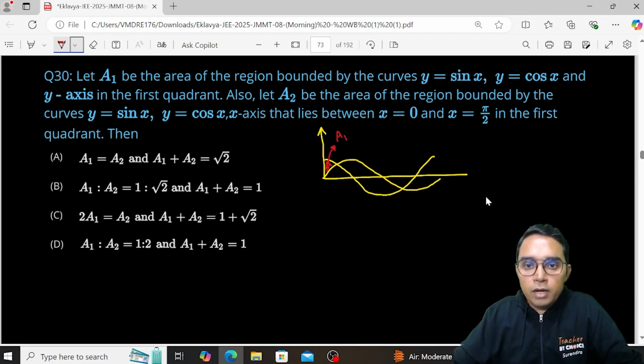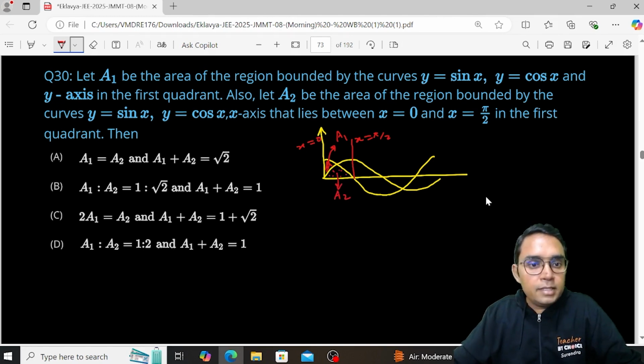And A2 is the area of the region bounded by the curve y is equal to sin x, cos x, x-axis, and that lies between x is equal to 0 and x is equal to pi by 2. I think this point is pi by 2. So between x is equal to 0 and x is equal to pi by 2, bounded between sin x, cos x and the x-axis. I think this is the region that will be A2.